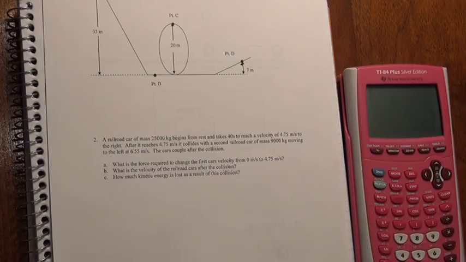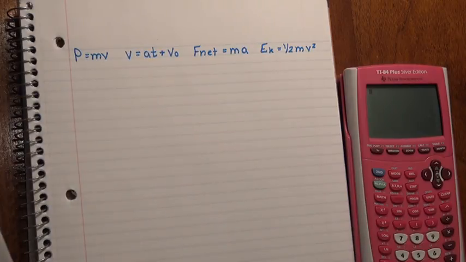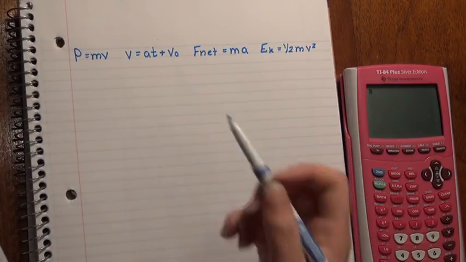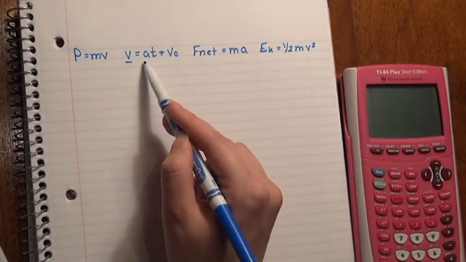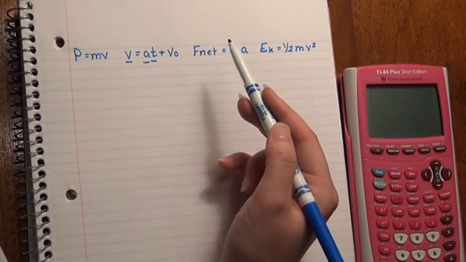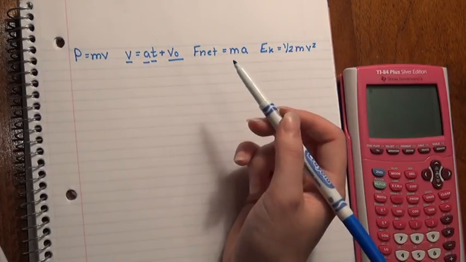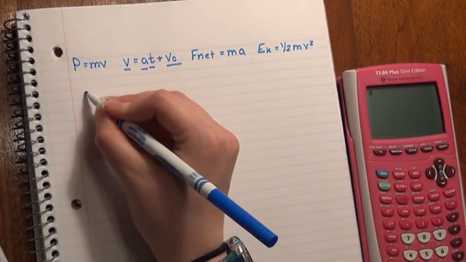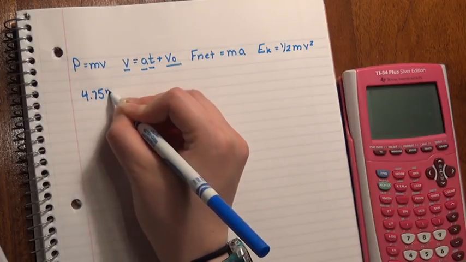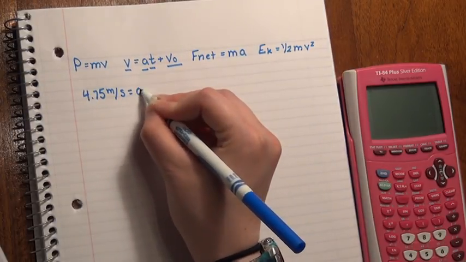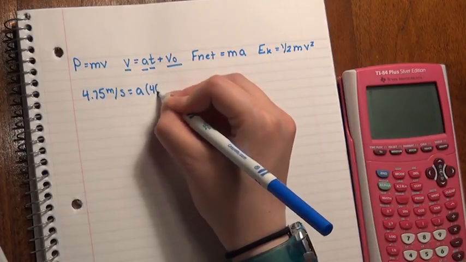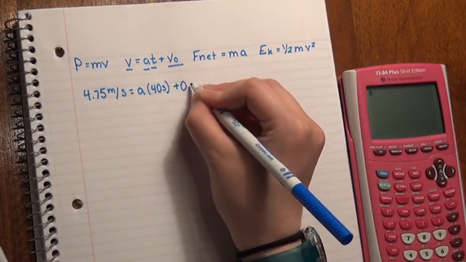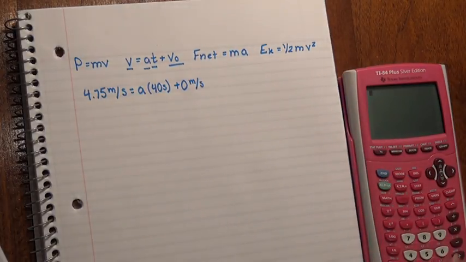So first, part A asks, what is the force required to change the first car's velocity from 0 meters per second to 4.75 meters per second? Now, since we know that the velocity is changing, we can solve for the acceleration. Using this equation, the final velocity is equal to the acceleration times the amount of time, which was given to us as 40 seconds, plus the initial velocity, which is 0 meters per second, since the car is beginning at rest. So we have the final velocity, 4.75 meters per second, is equal to the acceleration, what we're solving for, times 40 seconds, plus 0 meters per second, the initial velocity of the car.